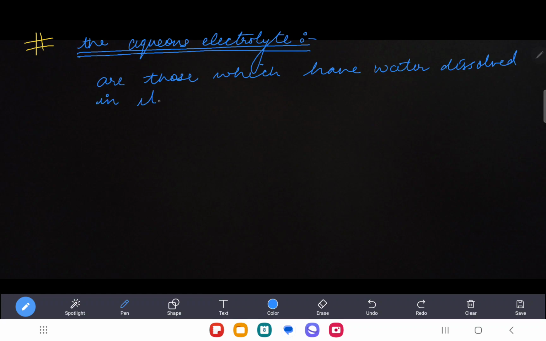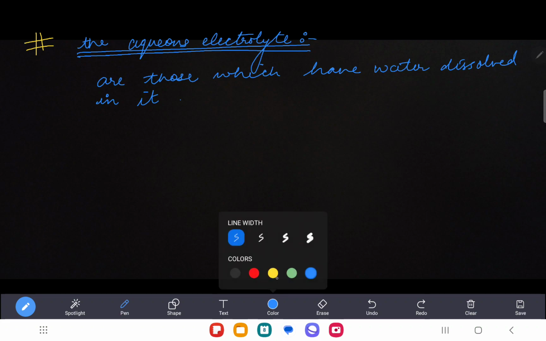Okay. Now let's discuss the aqueous electrolyte. What do you mean by aqueous electrolyte? Aqueous electrolytes are those electrolytes which have water dissolved in them, a solution based on water. Like for example, NaCl.